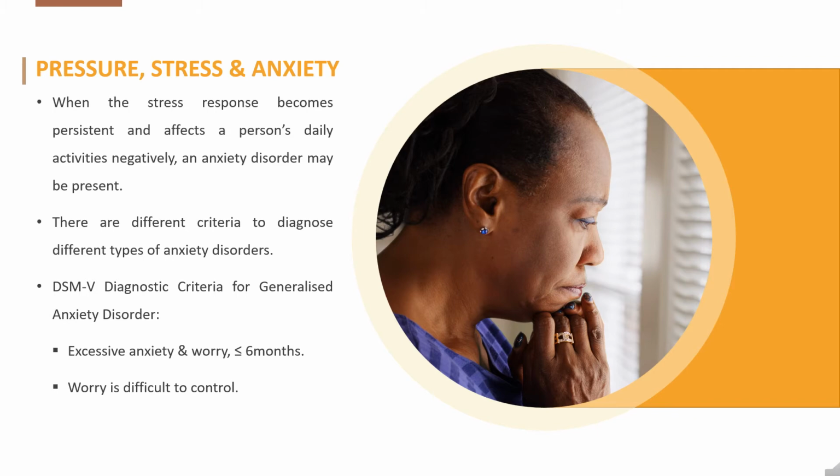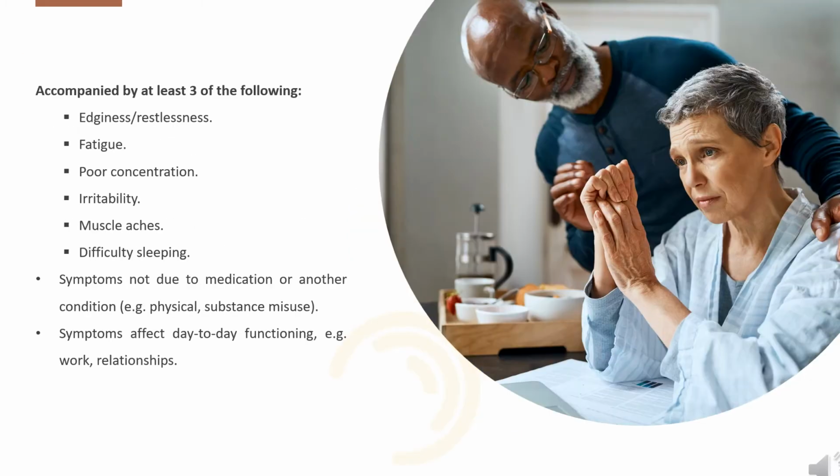DSM-V diagnostic criteria for generalized anxiety disorder are excessive anxiety and worry for more than 6 months. Worry is difficult to control and is accompanied by at least 3 of the following: edginess or restlessness, fatigue, poor concentration, irritability, muscle aches, and difficulty sleeping. Symptoms are not due to medication or another condition, for example, physical illness and substance abuse. And symptoms affect day-to-day functioning, for example, work or relationships.